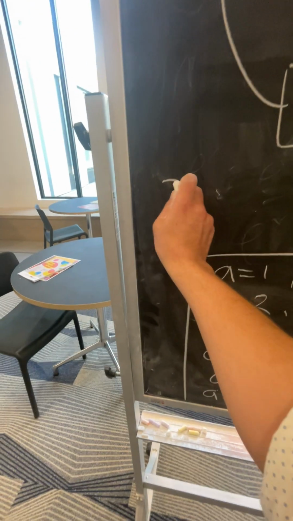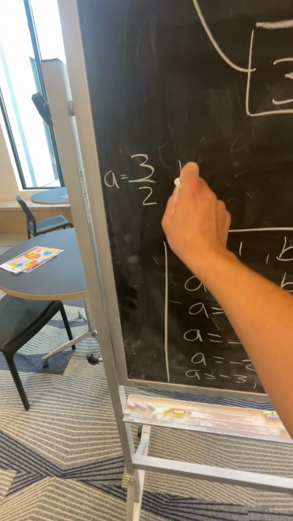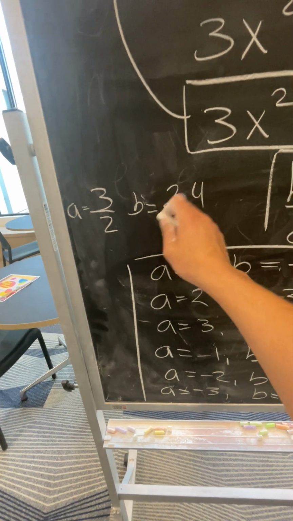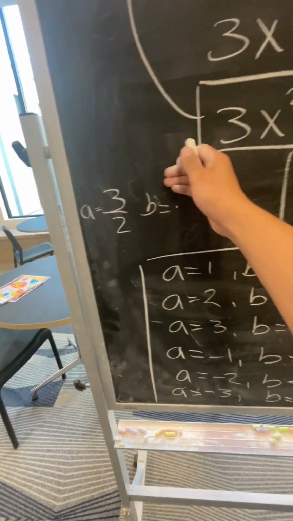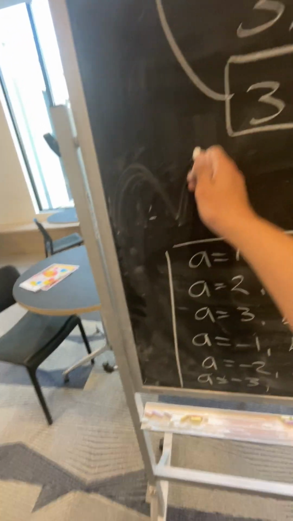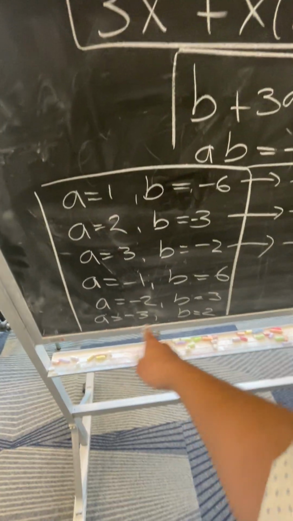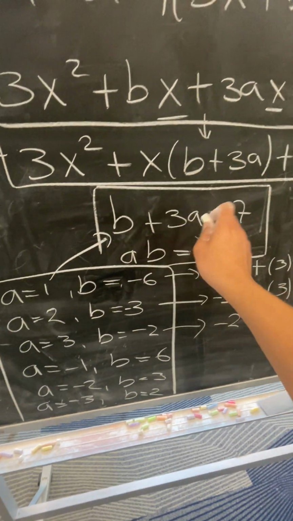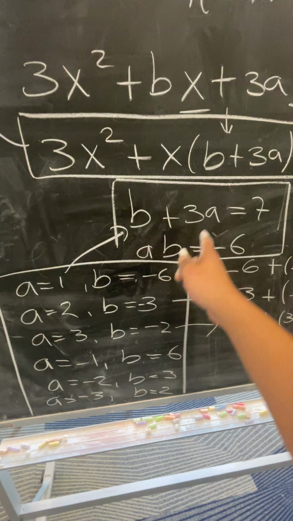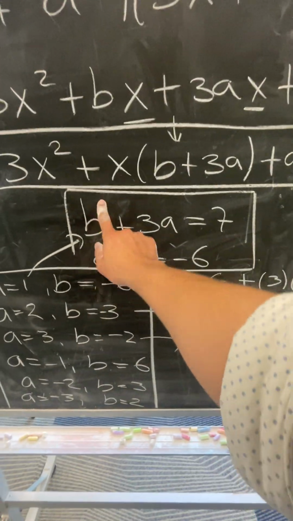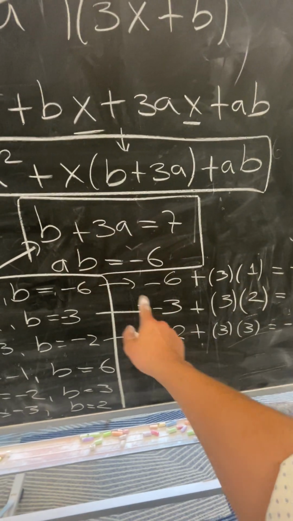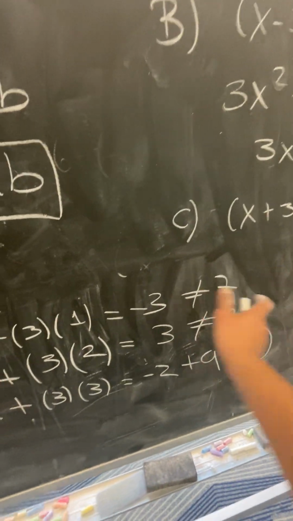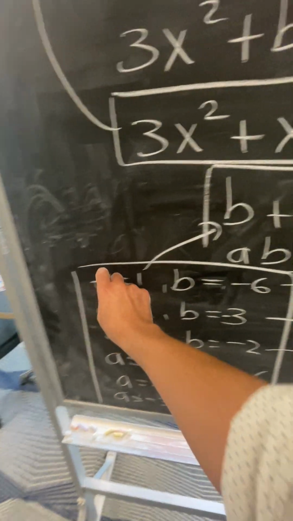We don't have a being equal to 3 halves, for example. We have whole integers, meaning that they're just whole numbers. Now we're going to take these and put them into the other equation, b plus 3a equals 7. So let's put them in. We have b equals negative 6 and a equals 1. So we have negative 6 plus 3 times 1, which gives us negative 3. That's not equal to 7, so this is not a valid option.